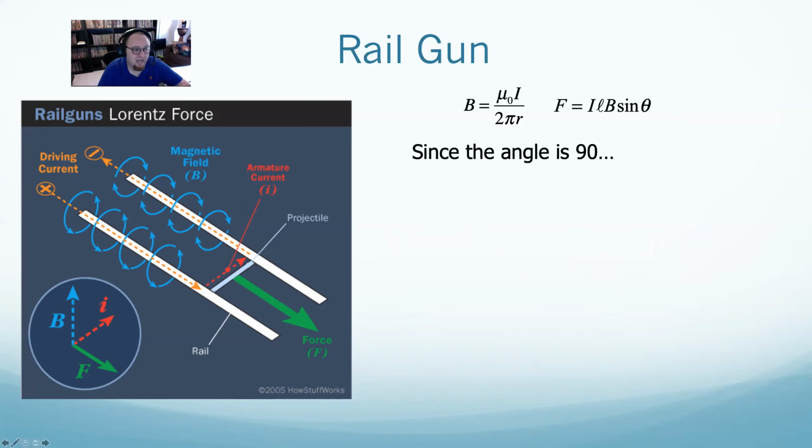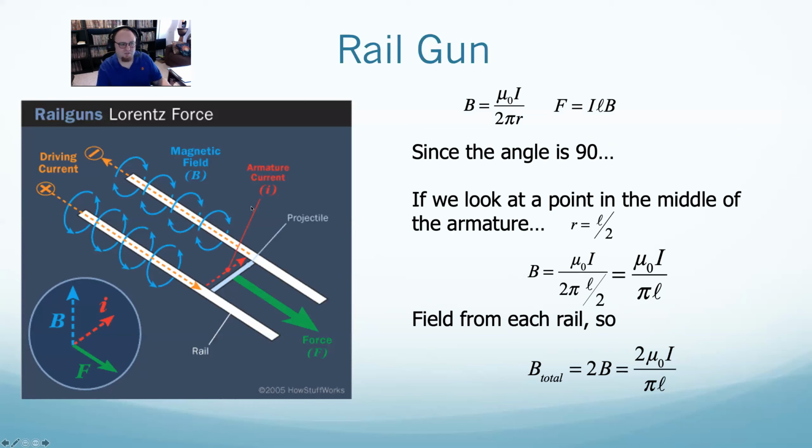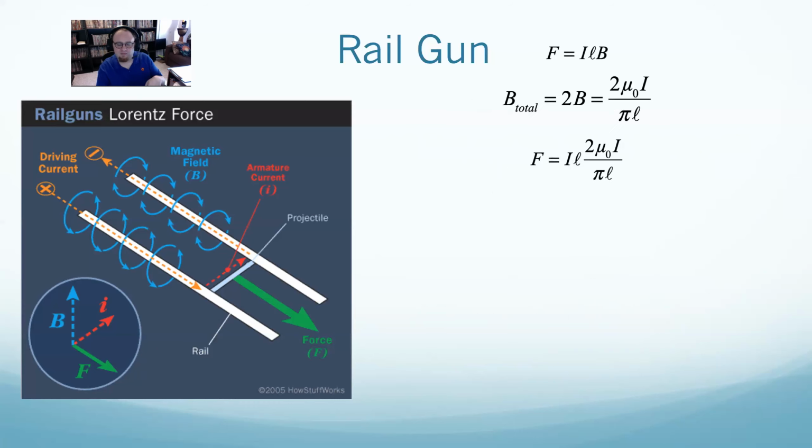Now, since all the angles are 90, I can say at a point in the middle of the armature, at its halfway point, the radius in the magnetic field is just L over 2. And if I solve for the magnetic field there, my 2's cancel. But that's each rail, so since that's each rail, there's twice as much. And since the force is ILB, the force is going to be IL times that. I'm going to multiply together my I's, cancel out my L's.